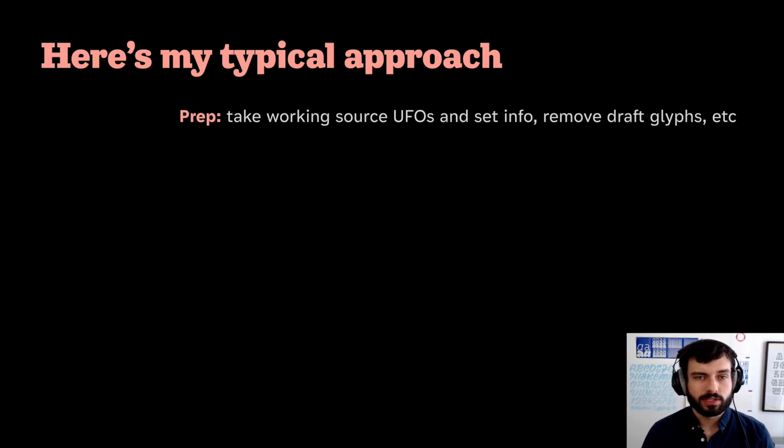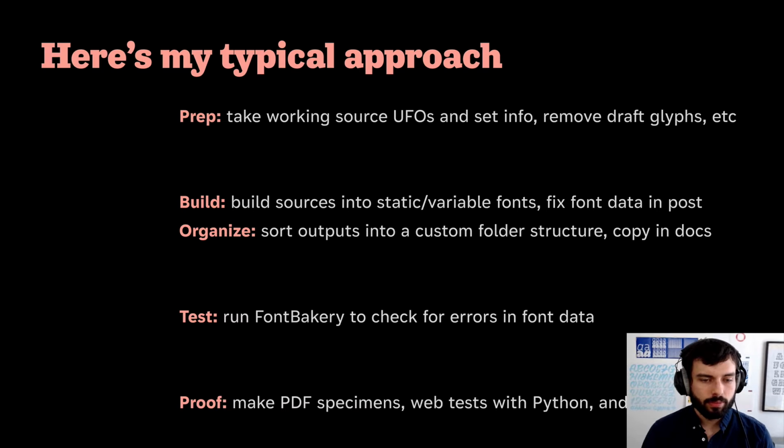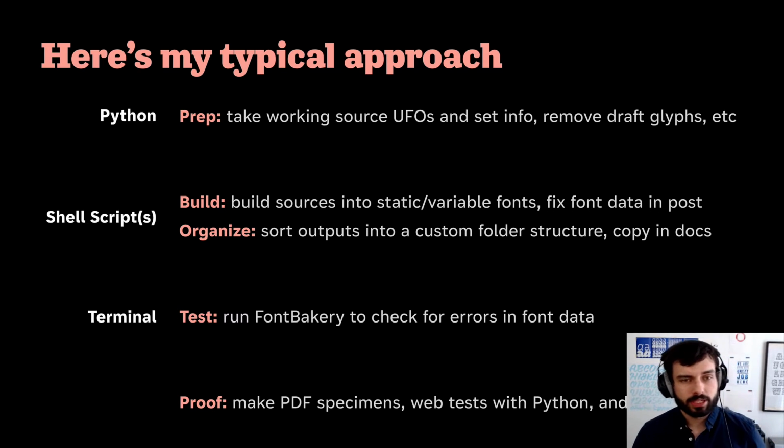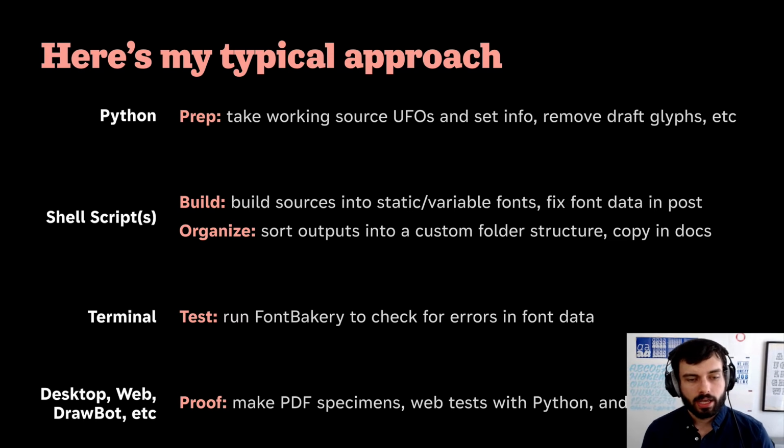So my typical approach is to split these things up. Basically, I use maybe a Python script for the first preparation step. I'll use shell scripts for usually building and organizing, but sometimes I'll split those up a little bit. I'll often just use the terminal for testing, and then I'll basically use the fonts in as many ways as possible to proof them. So not only making specific proofs, but also using them in generated websites or in Drawbot or in keynote presentations for conferences. And this helps to find issues and fix them.